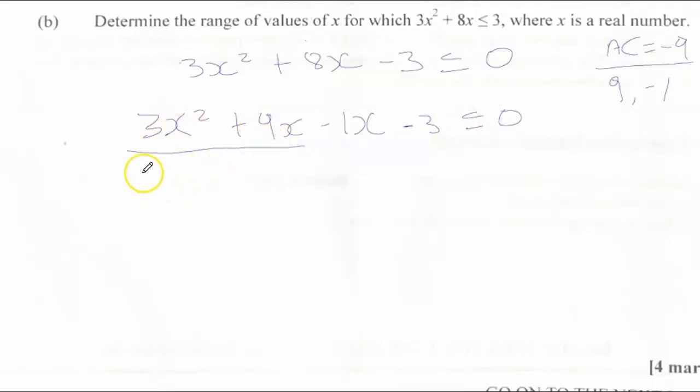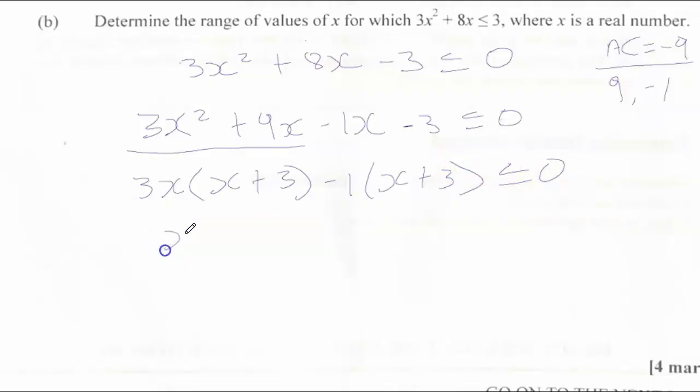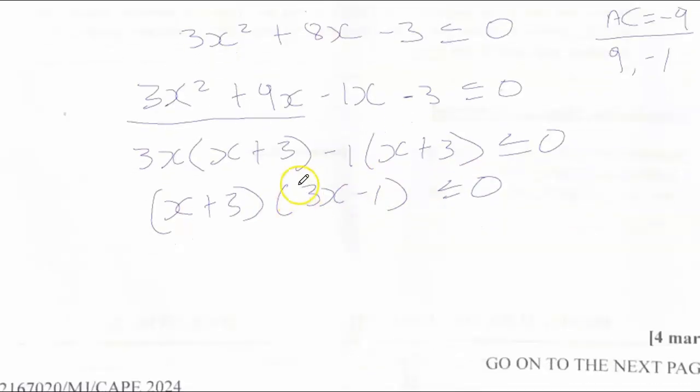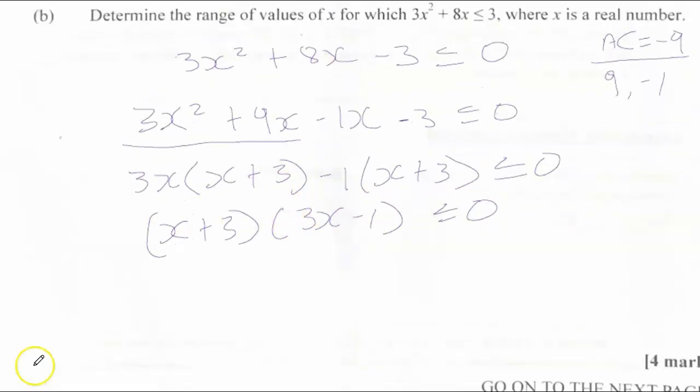The first group, factor out 3x. In the bracket we have x plus 3. Second group, factor out minus 1. In the bracket, same bracket, x plus 3, less than or equal to 0. So our common bracket is x plus 3, and outside the bracket we have 3x minus 1, less than or equal to 0. And to get our critical values, we can equate the brackets to 0.